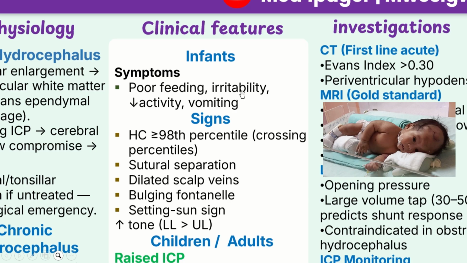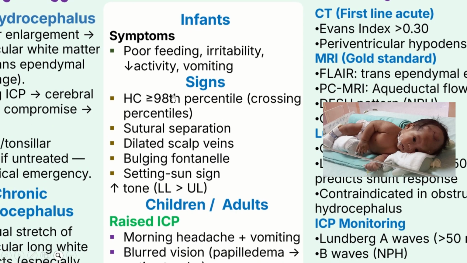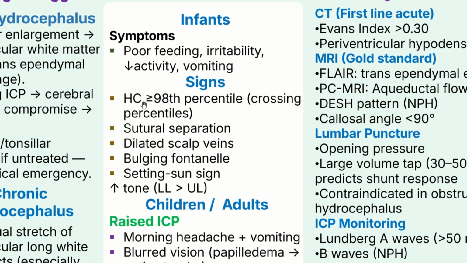Then when you look at the signs, the head circumference is going to be greater than the 98th percentile, or it's going to be crossing percentiles. If you are measuring it serially, you'll see that the head circumference keeps on crossing percentiles. If it was in the 90th percentile, it crosses to the 95th. It keeps on crossing percentile lines, then you know something is not going right.